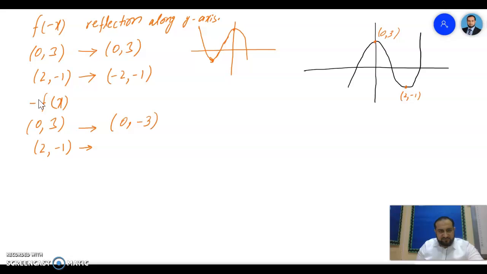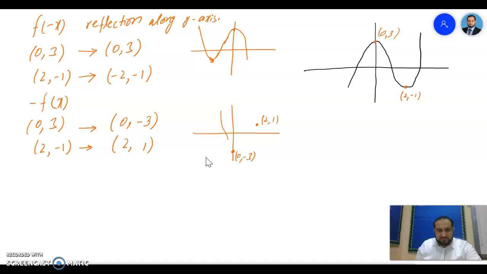So this will be negative 0, negative 3, and 2 and 1. So if we want to sketch this one, this is (0, -3), and then (2, 1) should be somewhere, so (2, 1) will be here.